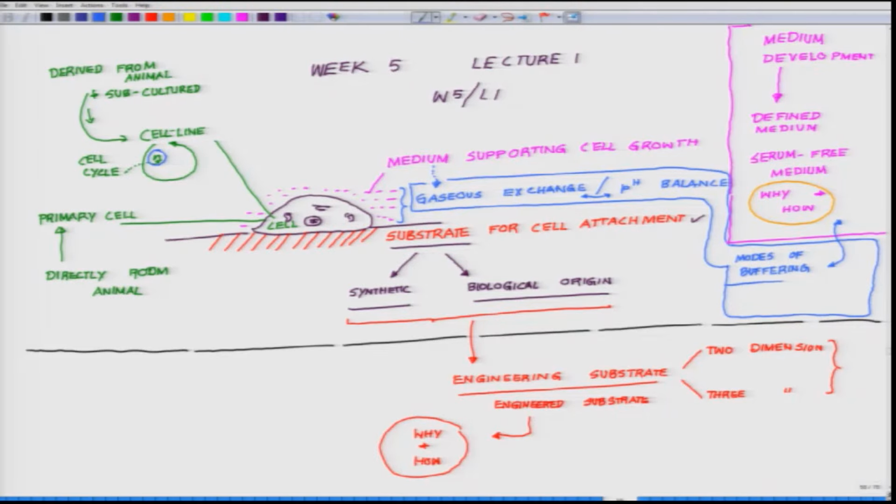Okay. Modes of buffering, and in that line comes dependence on a CO2 tank, but the CO2 tank is used with sodium bicarbonate buffering, Na2CO3. We will talk about this in detail, but just keep track of it, or a Na2CO3-free system. And why are these significant?